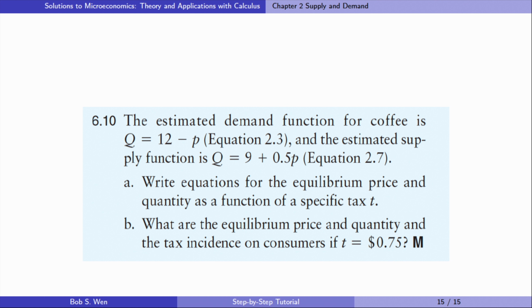Let's solve exercise 6.10. The estimated demand function for coffee is Q equals 12 minus P, and the estimated supply function is Q equals 9 plus 0.5 times P. In part A, write equations for the equilibrium price and quantity as a function of a specific tax T.